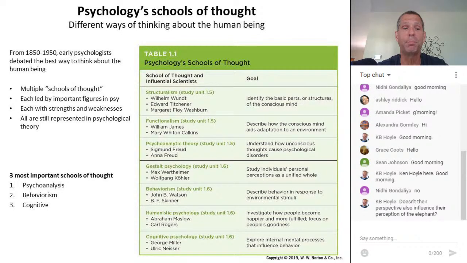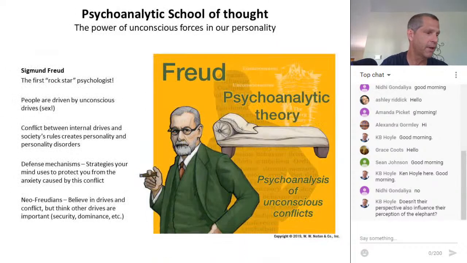And so there are multiple schools of thought, but there are really only three that I want you to know for the exam. On the exam, I will ask you about these early approaches to psychology and the people associated with them: the early schools of psychoanalysis, the school of behaviorism, and the cognitive psychology approach, okay?